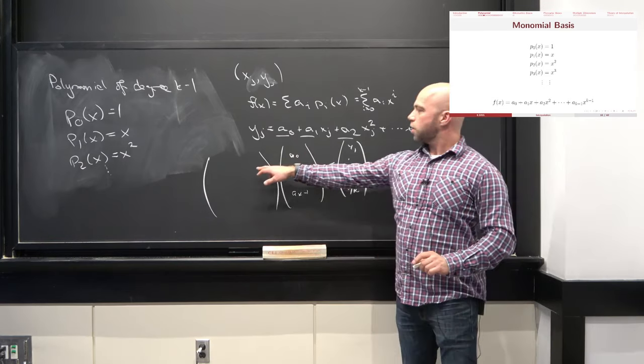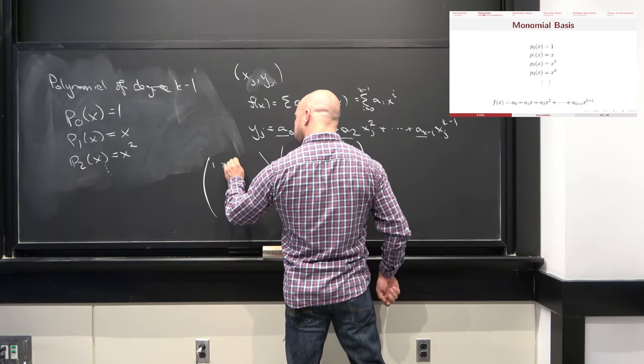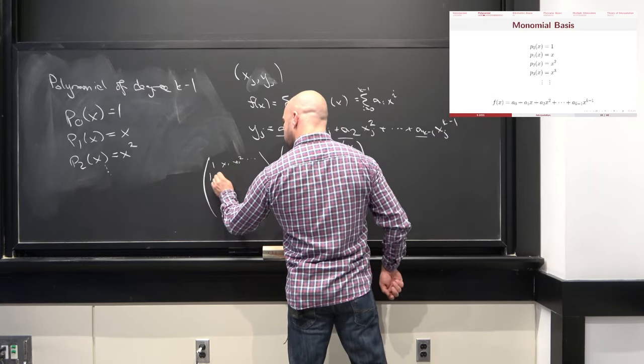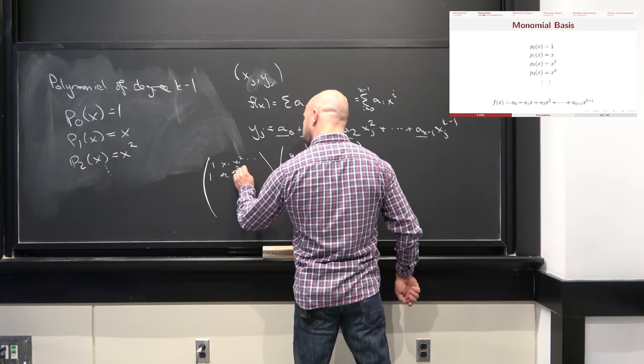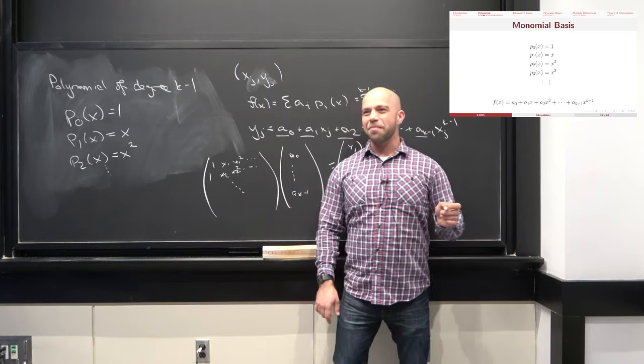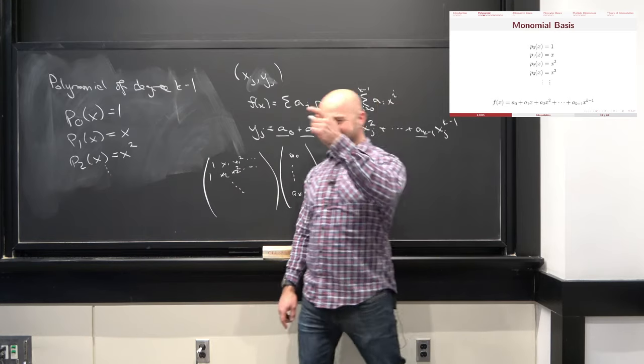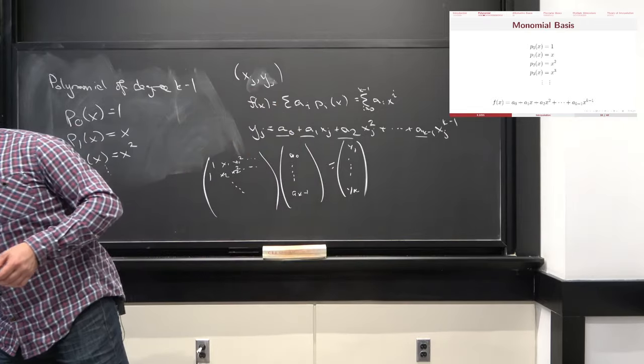And what's going to go here? Well, it's going to be like 1, X1 squared, 1, X2 squared, and so on, right? Anybody remember the name of this matrix? It has a fancy name. Yeah, thank you. It's called the Vandermonde matrix.